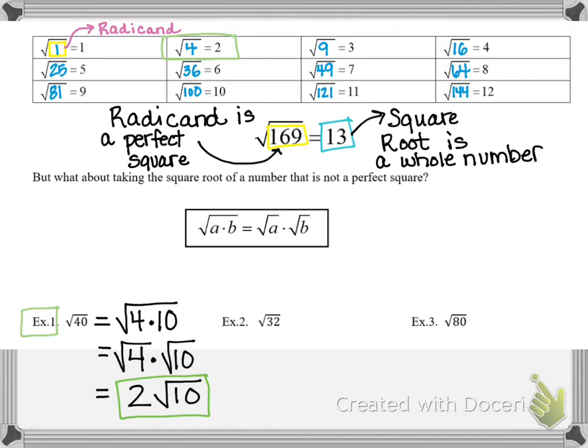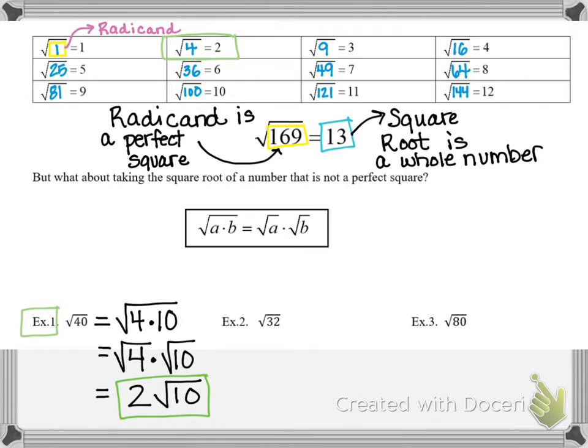Now, you might be thinking, well, what about the number 10? I can factor 10 as 2 times 5. And yeah, you're right, you can. But 2 is not a perfect square and 5 is not a perfect square. So that doesn't get me any farther. I can't simplify that any further.